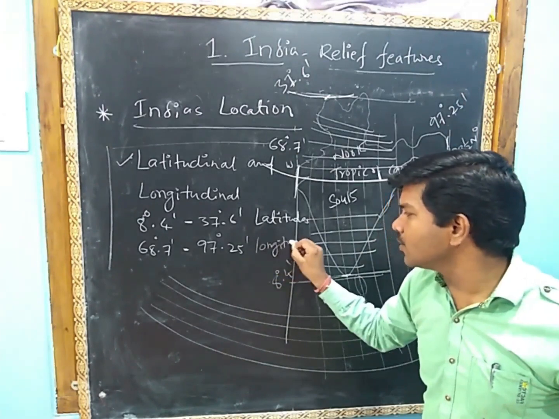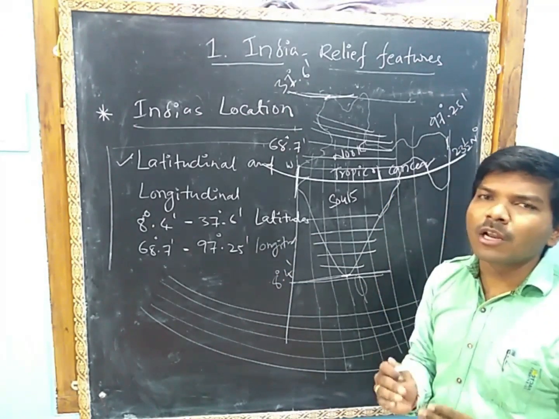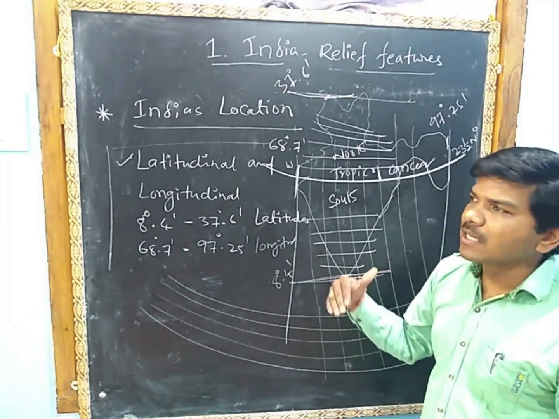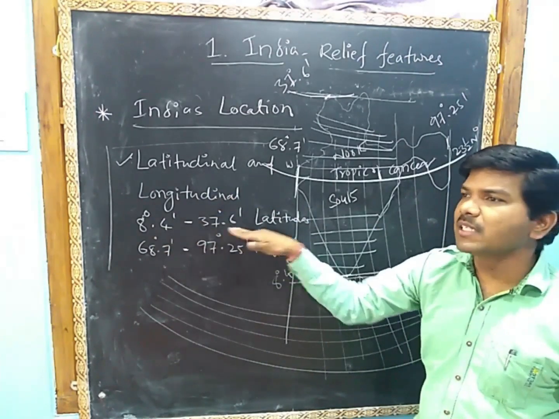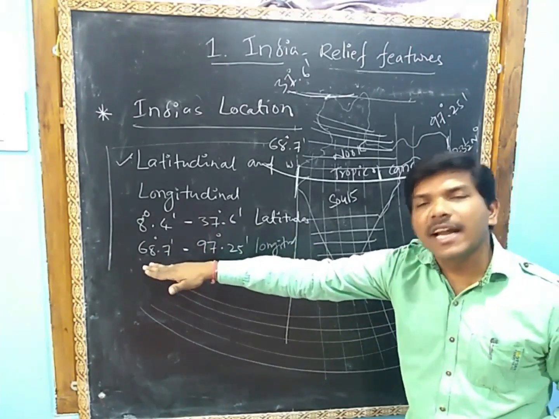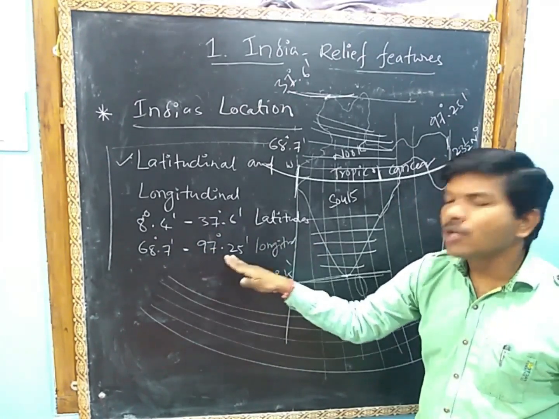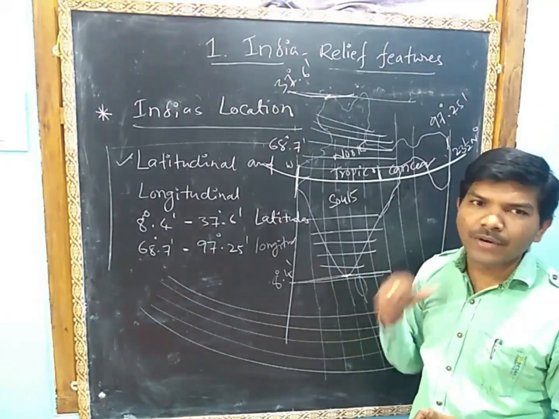A question may be asked for 1 mark or 2 marks: what is the longitudinal or latitudinal extent of India? Just give a simple answer. India's latitudinal extent is 8 degrees 4 minutes to 37 degrees 6 minutes. Next, India's longitudinal extent is 68 degrees 7 minutes to 97 degrees 25 minutes. So this is the latitudinal and longitudinal extent of India.